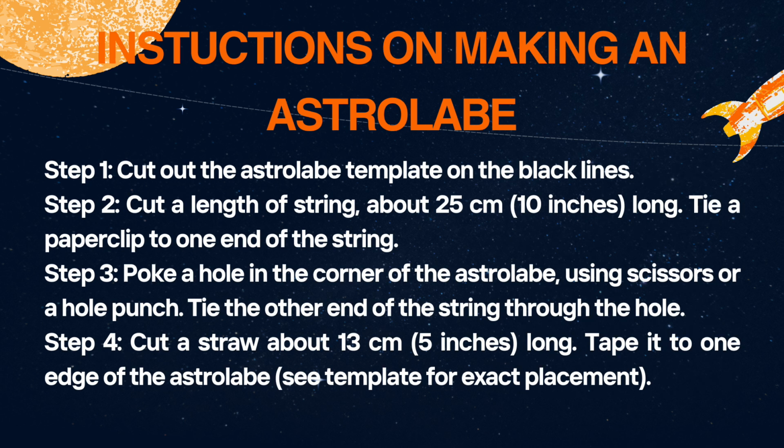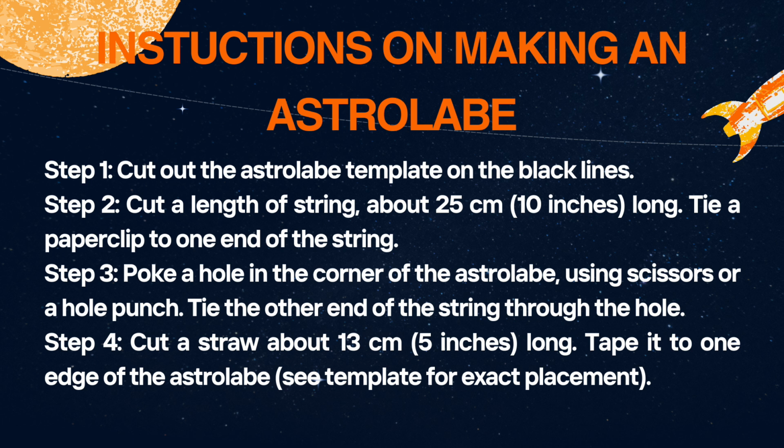First step, cut out the astrolabe template on the black lines. Step 2, cut a length of string about 25 centimeters or 10 inches long. Tie a paper clip to one end of the string. Step 3, poke a hole in the corner of the astrolabe using scissors or a hole punch. Tie the other end of the string through the hole.